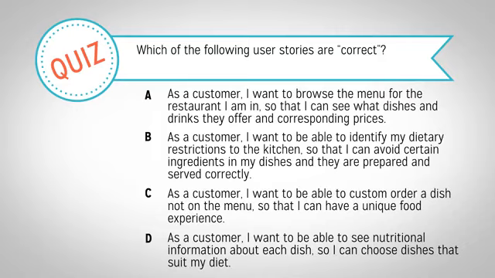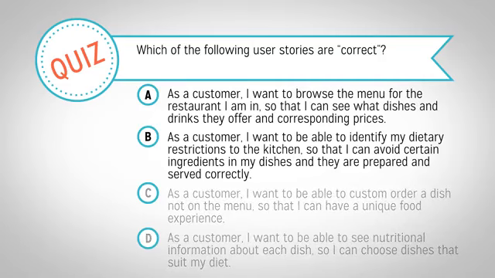Based on what your client requested, only answers A and B correctly demonstrate the client's request. Therefore, they are the correct answers. Answer C is not correct because the customer should be able to make changes to existing dishes, but not custom order a dish. And answer D is not correct since this is not a feature your client mentioned.